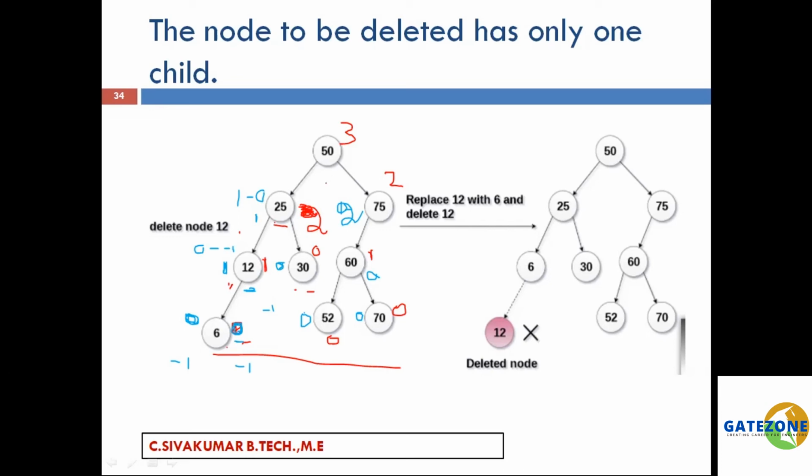What is the height of the left subtree? Left subtree is 2, right subtree is 2. 2 minus 2 is 0. So the balance factor of 50 is 0. Don't confuse the balance factor with the height.